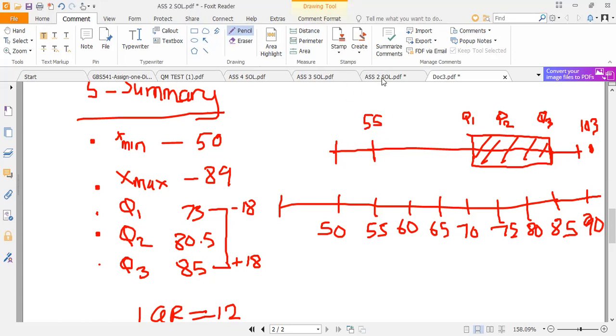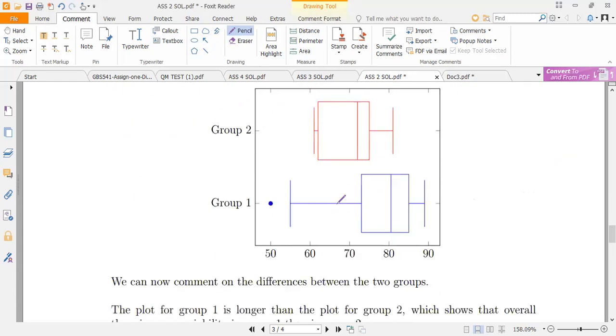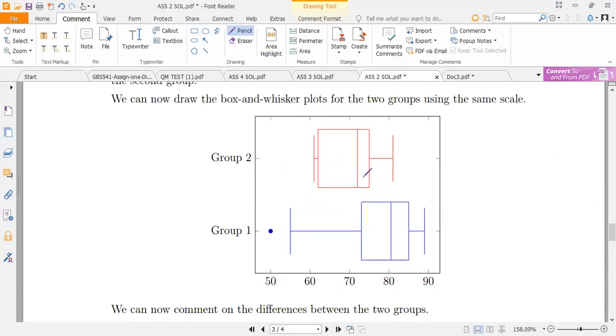So this is where the 55 is coming from. When we add the correction term to the 85, we got 103. So if you plot it here, you discover that for method 1, the 50 is an outlier. It ends at 55 here. Then the 90 is protected because we're ending at 103.